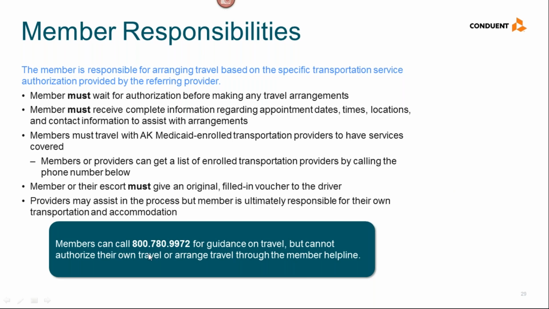All right, members can call the member helpline, which is 800-780-9972, and they can get guidance on travel there, but they will need to arrange their own travel, and authorizations need to happen the way we were discussing. So they're not going to be able to make any arrangements or authorizations through that helpline.